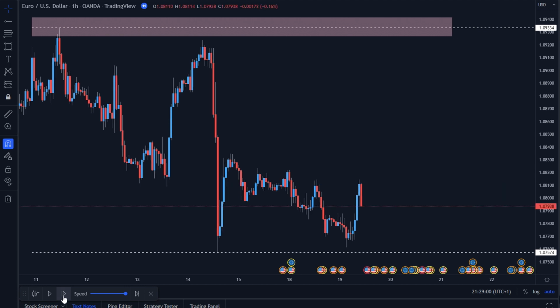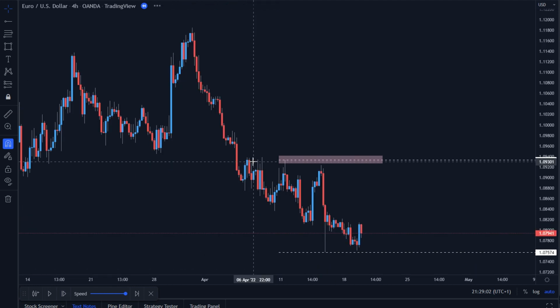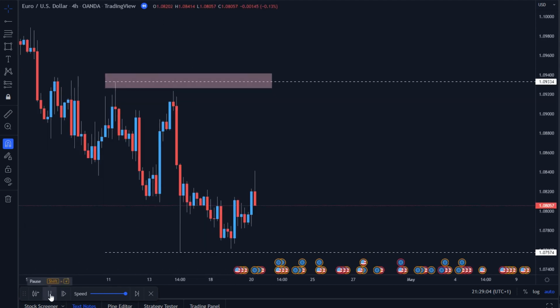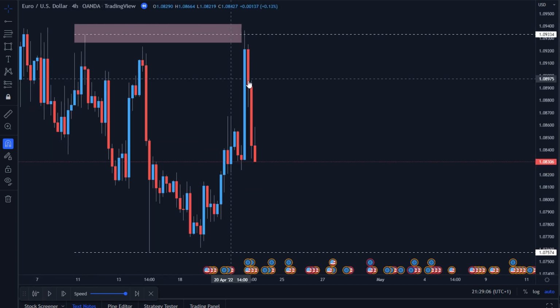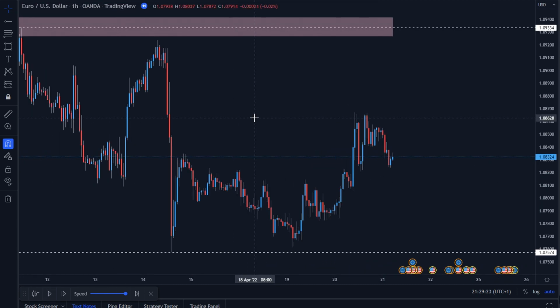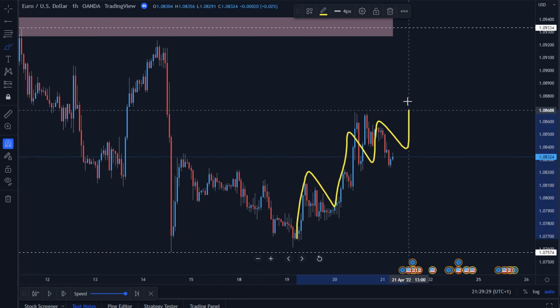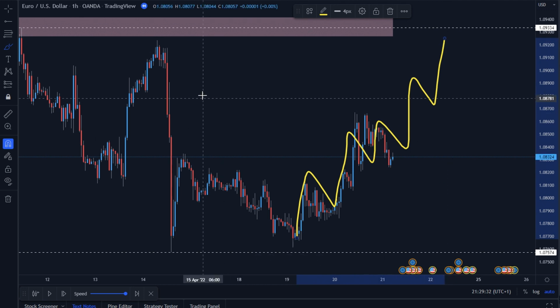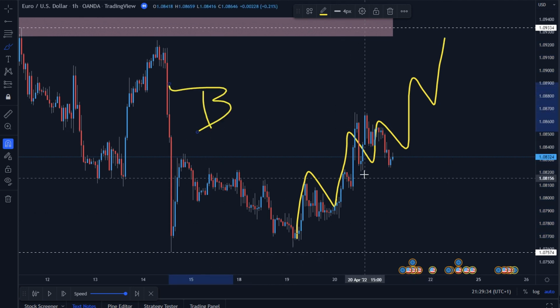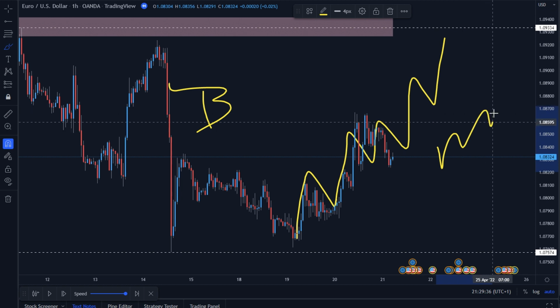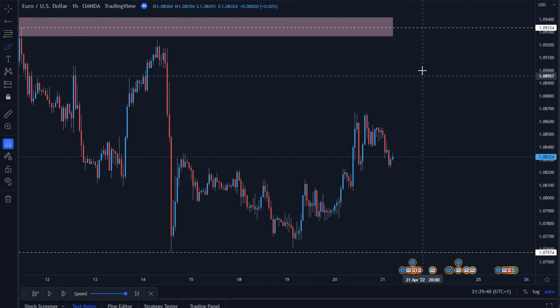Let me try to skip all of this. Let me go to the 4 hours so we can skip faster. Oh, a bit too fast. Okay, so what price is essentially doing, it's retracing. We know the high time frame is bearish, but this lower time frame is bullish. So it's just a retracement to this level. Until here we don't do anything.